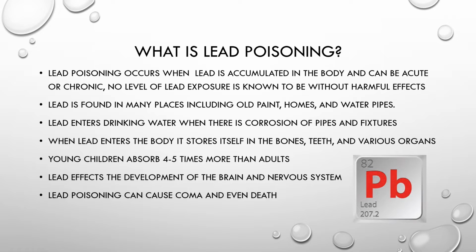This occurs when the water supply system utilizes old piping with lead fixtures that leach lead into the water. The lead enters the body, then stores itself in the teeth, bones, and various organs of the body. Young children absorb 4 to 5 times as much lead as adults. Therefore, the effects are way worse for children. More specifically, lead impacts the development of the brain and nervous system and can have permanent effects on young children under 6 due to their vulnerable stage of brain development. Lead poisoning can cause coma and even death.